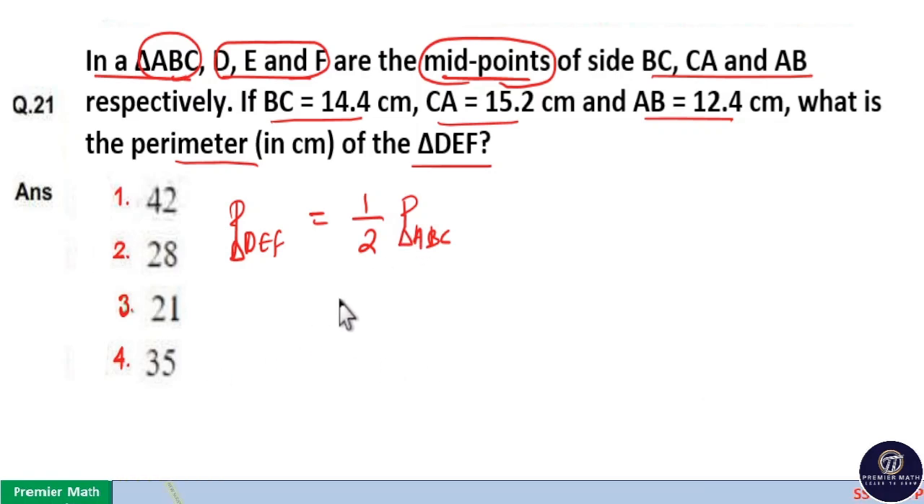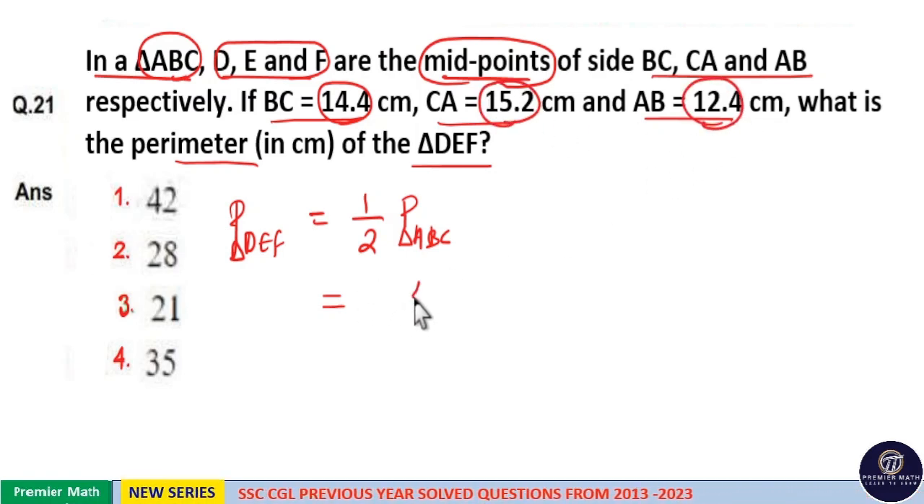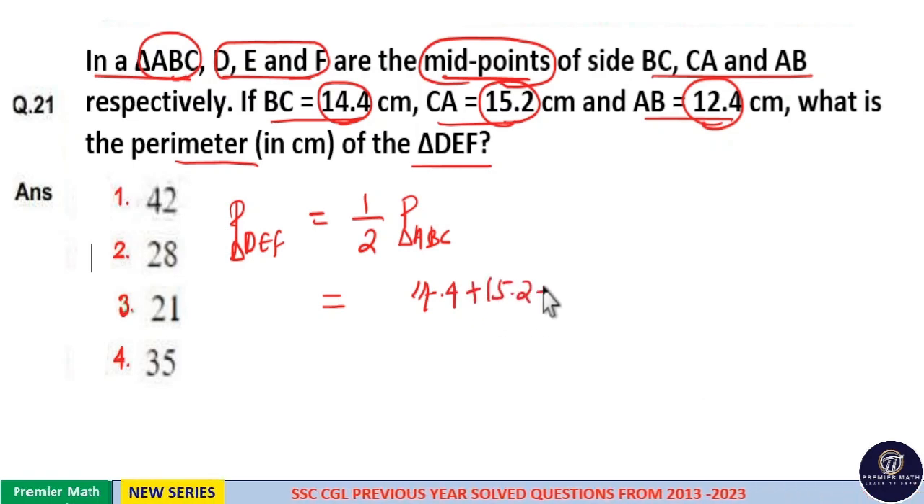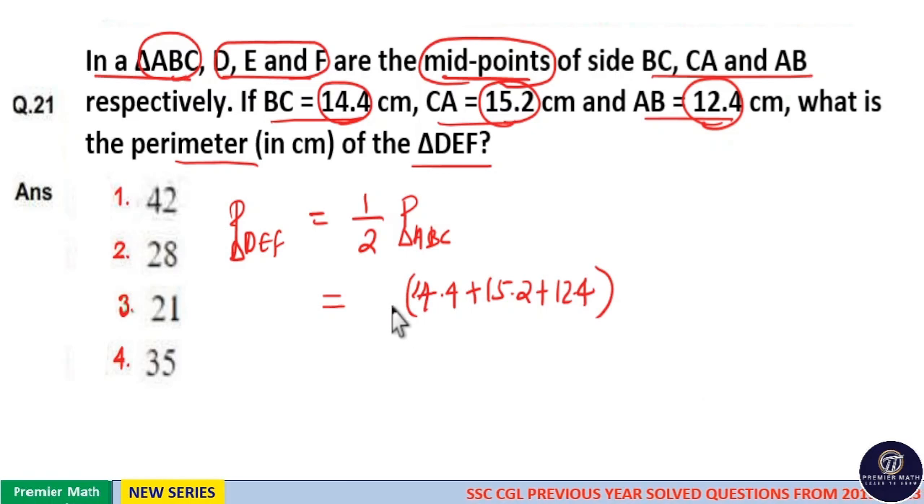So, here the perimeter of ABC is equal to 14.4 plus 15.2 plus 12.4. Then take the half of it.